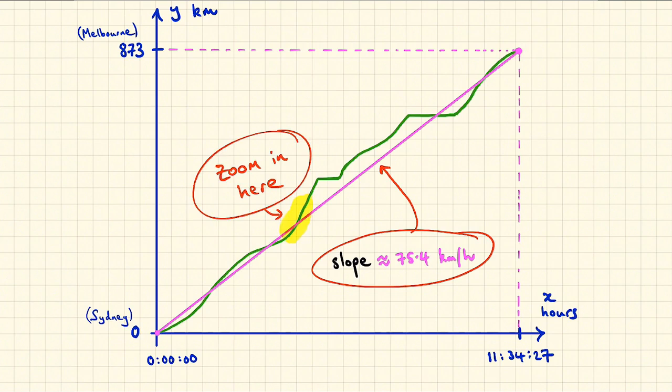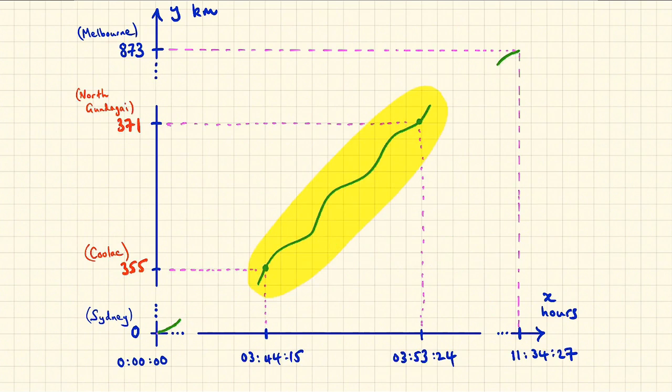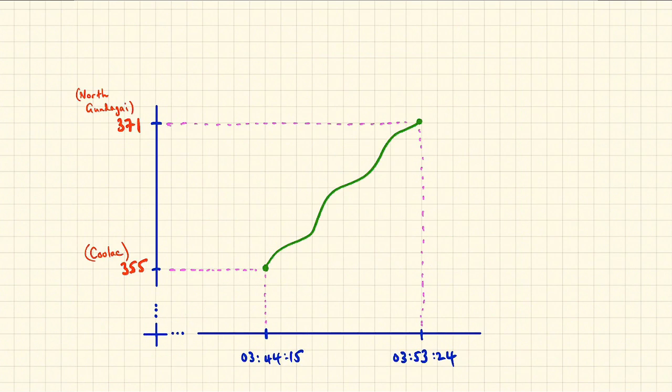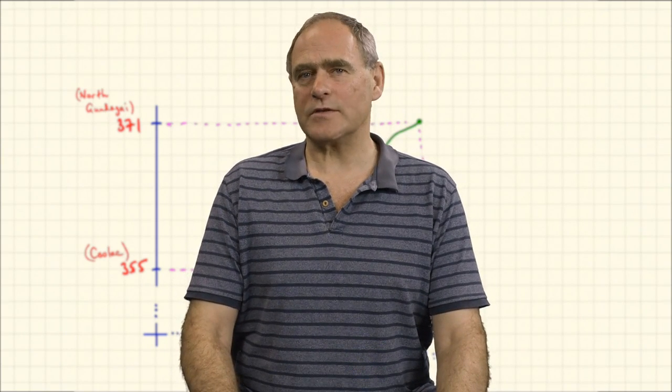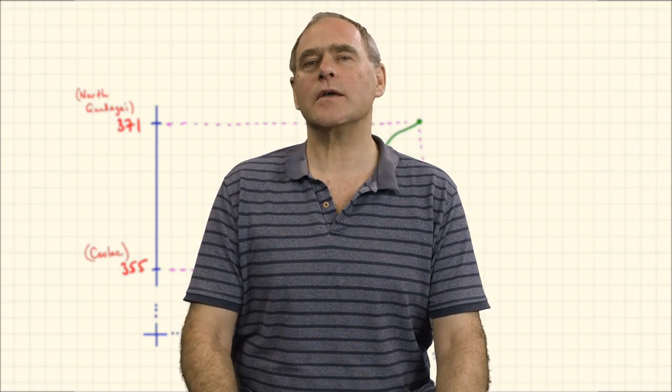Let's zoom in on this part of the graph highlighted here, which looks roughly like a piece of straight line, but with a steeper slope than the average. Here's the highlighted piece enlarged and tidied up a little. The endpoints in fact correspond to speed cameras located at Kulak and North Gundagai.